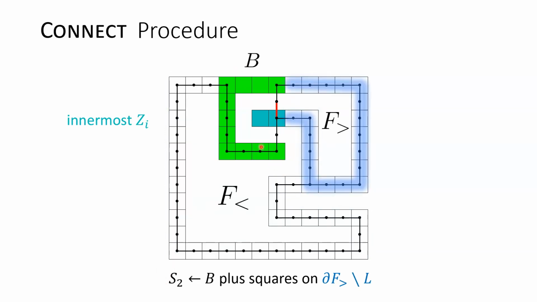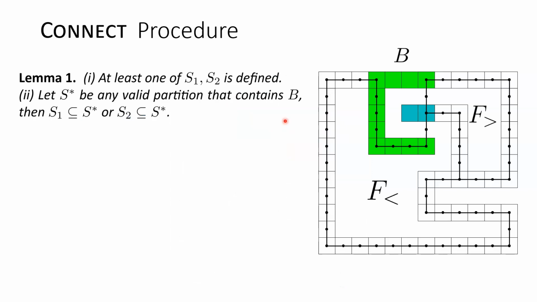Similarly, we take another edge, this time the edge that precedes the innermost Zi, and we look at the face in which it's contained, and we get another path of squares here that we can add to B, and that will result in S2. So these are the two options here.